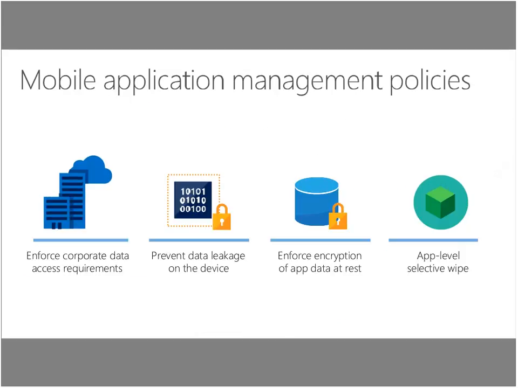So we're enforcing corporate data. We're taking a look at all this stuff right here. And what we want to do here is we want to make sure that we also prevent data leakage, enforce encryption of app data at rest, and also give you that app selective wipe. So for example, when I think about enforcing corporate data access requirements, it might mean that I have to require a PIN before I actually launch an app. If I'm going to get access to an app, I want corporate credentials to be input all the time before I access that specific app. If I want to access another app, maybe I need to have compliance for a specific device policy before I let that device get onto that corporate data.